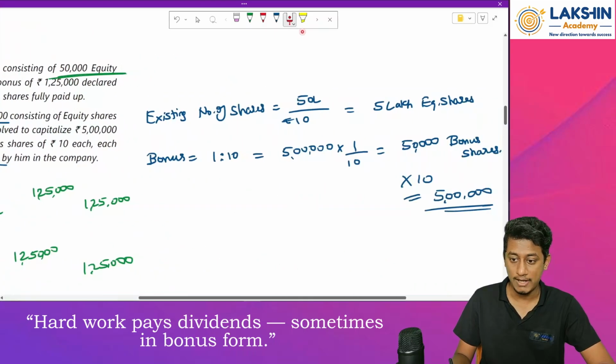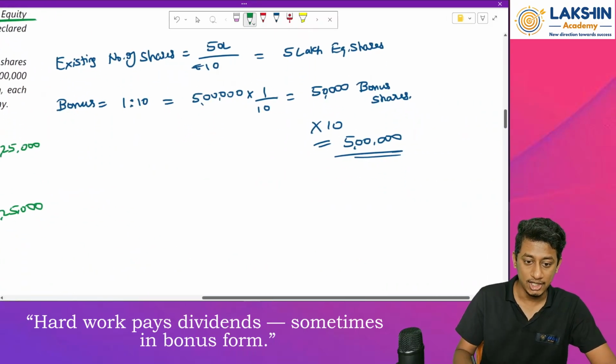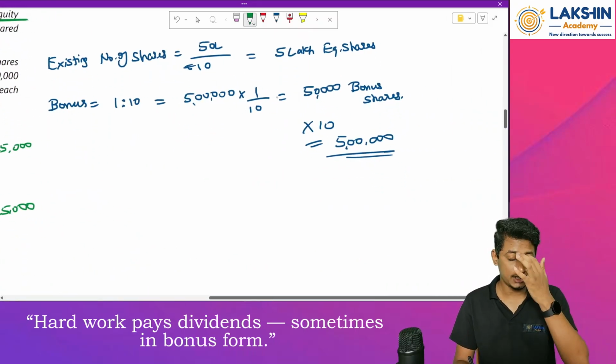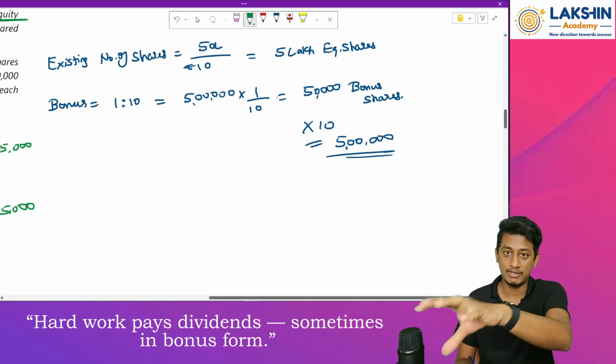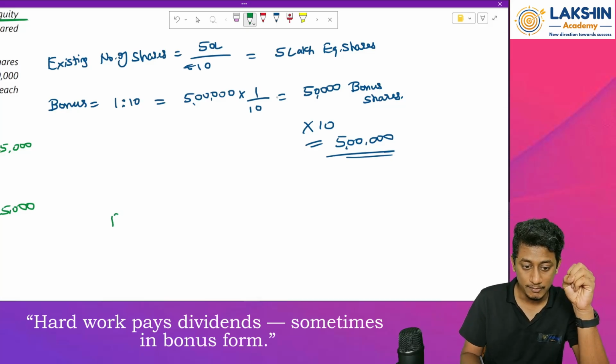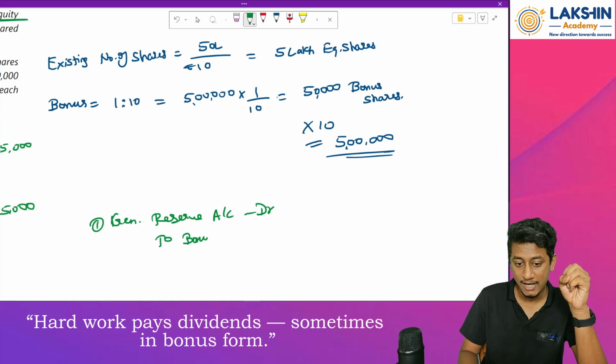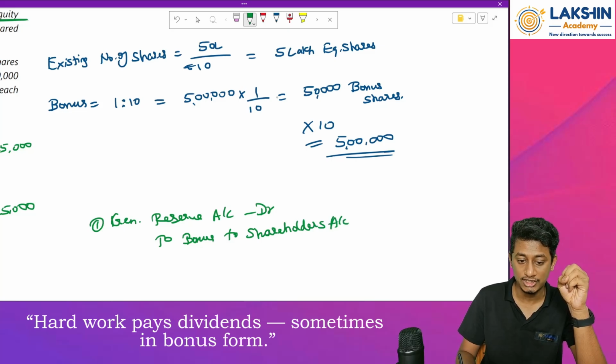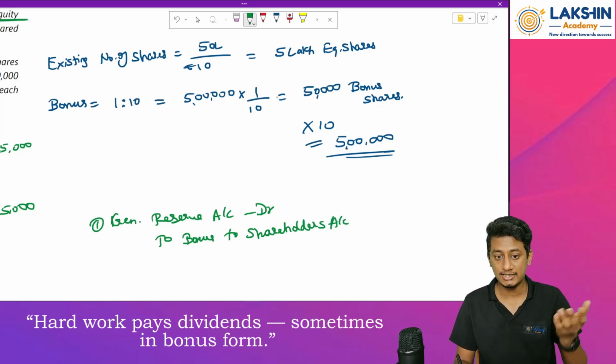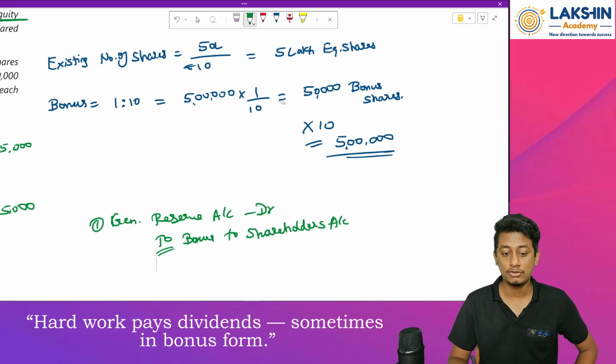Right? Okay. Now pass the journal entries. Again the same entries. First of all, I am taking out some money from the general reserves. So general reserve account will be debited, to what? To again open a new liability account called bonus to shareholders. Since my liability is increasing towards the shareholders, I will credit the account. So why is the liability increasing? Because I am supposed to give bonus shares.